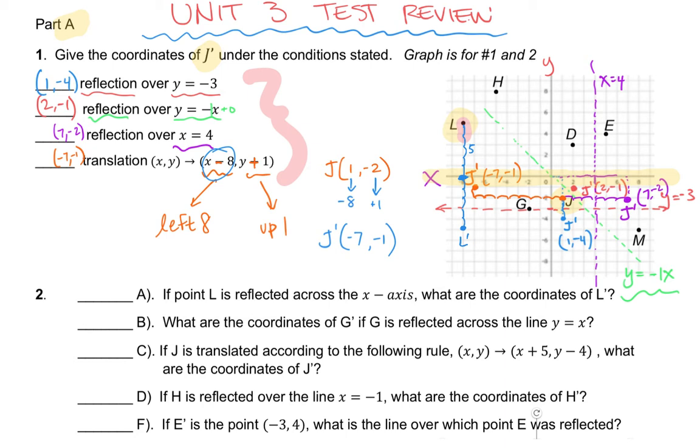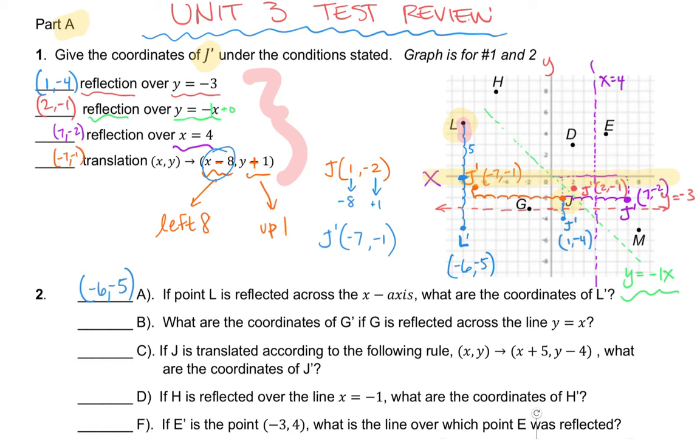So my new coordinates, it looks like it's -6 along the x-axis, and then my y-coordinate is -5. So the coordinates of this point, L prime, are (-6, -5).